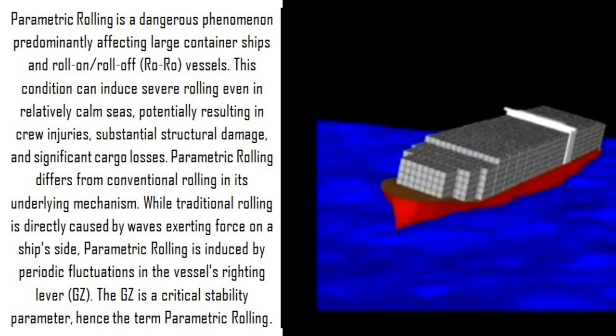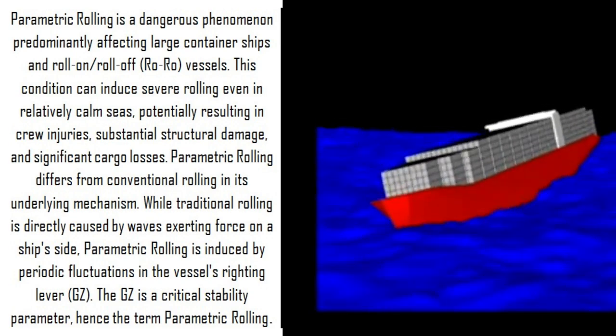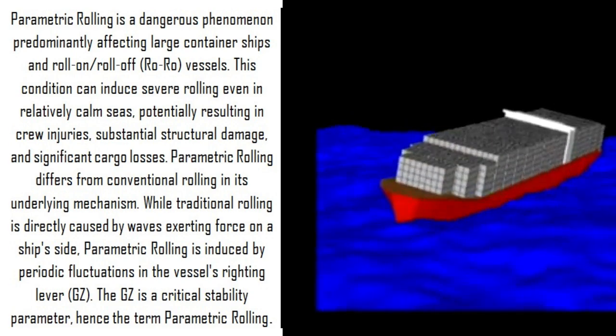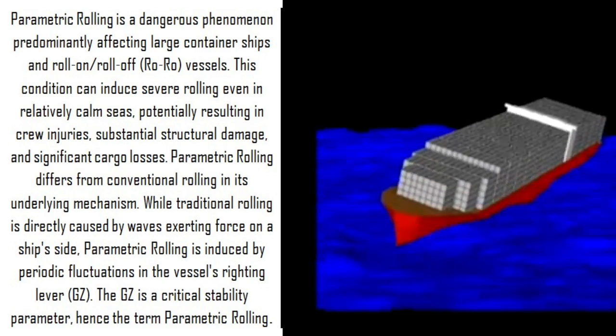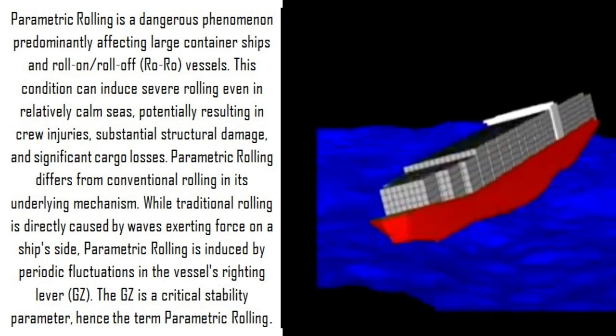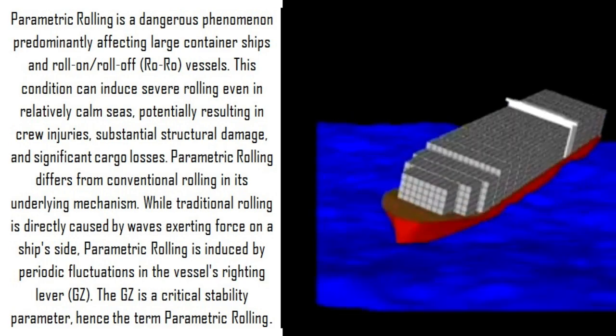While traditional rolling is directly caused by waves exerting force on a ship's side, parametric rolling is induced by periodic fluctuations in the vessel's righting lever GZ. The GZ is a critical stability parameter, hence the term parametric rolling.